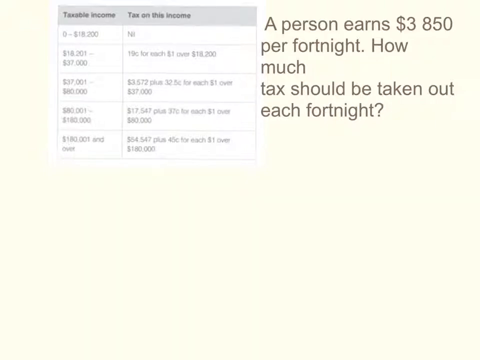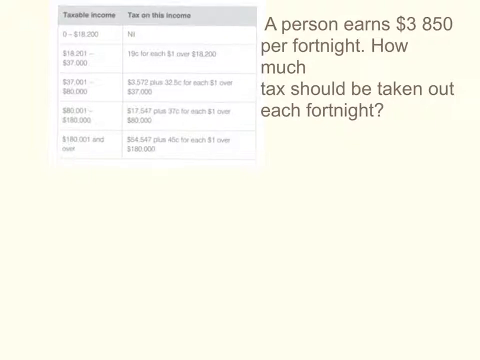That's the tax. Now the issue is that we have a tax table here for the year, but we don't have it per fortnight. So if we know how much someone earns per fortnight, what we have to do is figure out how much they earn per year, then figure out how much tax they should pay per year. So that's exactly what we're going to do.